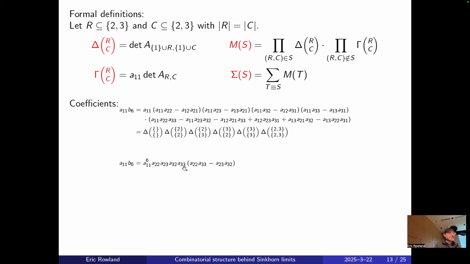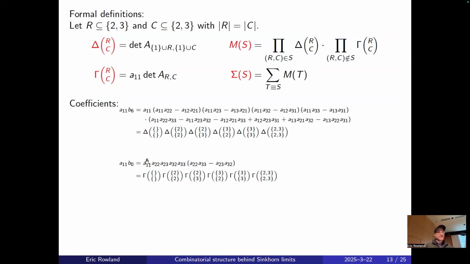B0, we can write in a really parallel way. These are minors not involving the top left entry, A11. So we'll write these as gammas. These gammas just take the rows and columns as specified, extract them from the matrix, and take the determinant. But then we have this A11 to the 6th extra factor.